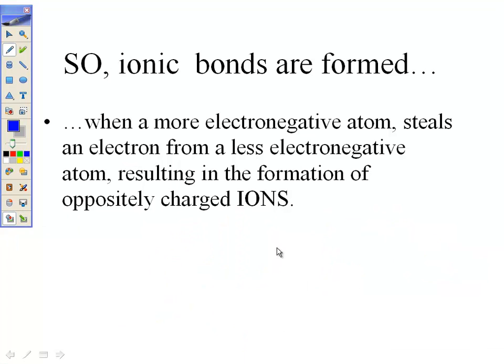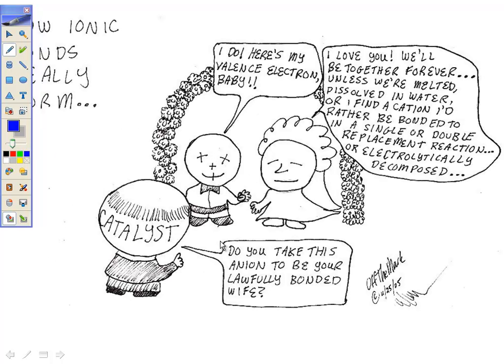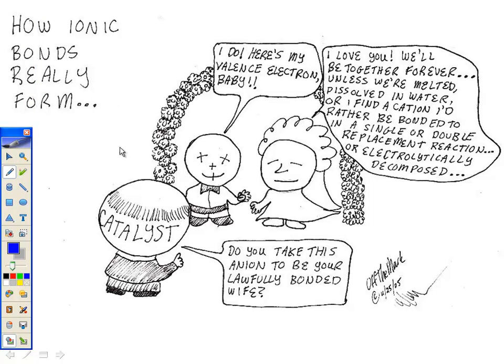So let's look at how this works in electron transfer. And here's a little joke while we're talking about this. It says, how ionic bonds really form. Do you take this anion to be your lawfully bonded wife? I do. Here's my valence electron, baby. See, he's giving her his valence electron. He says, I love you. We'll be together forever unless we're melted, dissolved in water, or I find a cation. I'd rather be bonded in a single or double replacement reaction or electrolytically decomposed. It's funny.